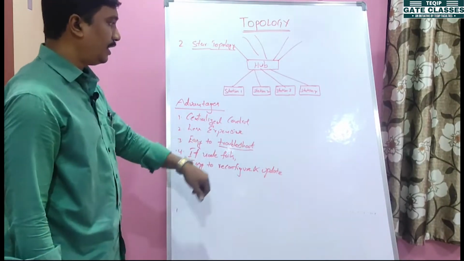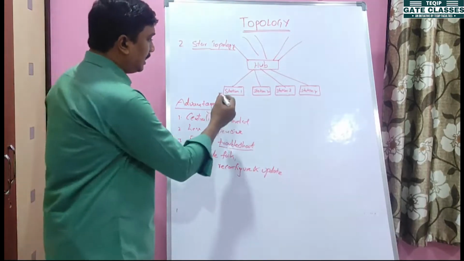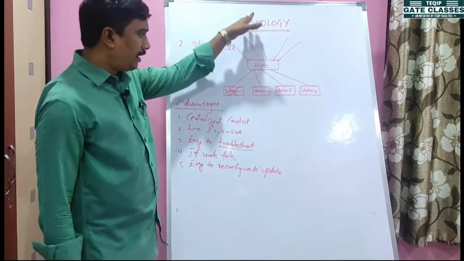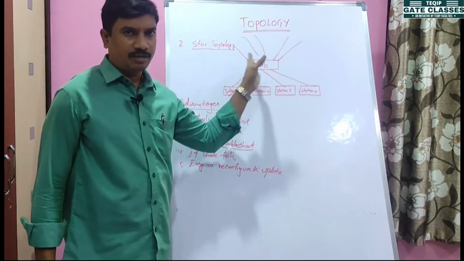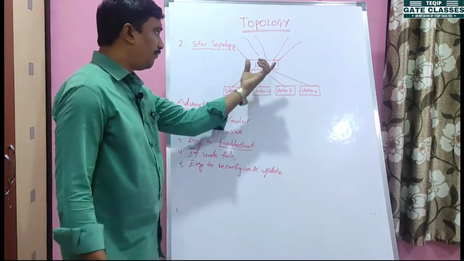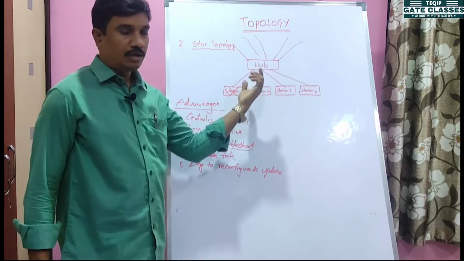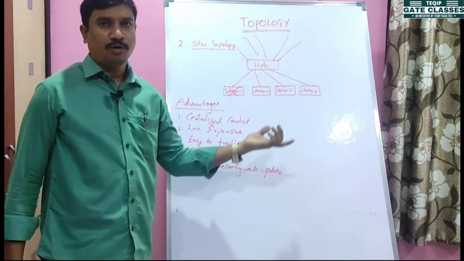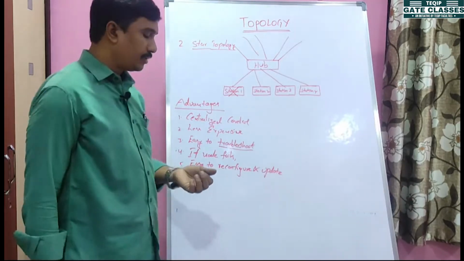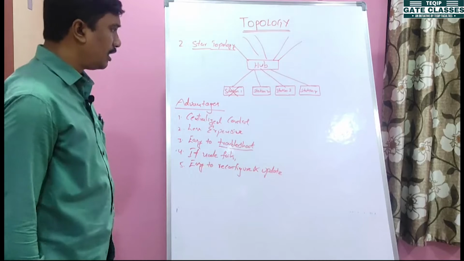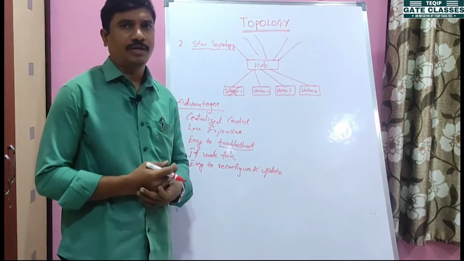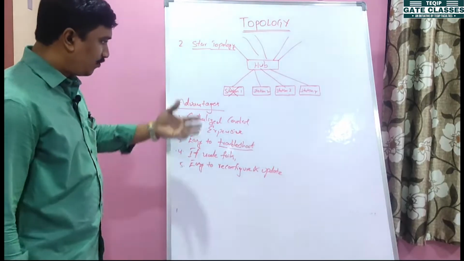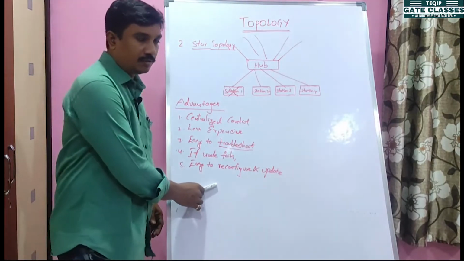Next is if a node fails. Suppose one node fails, what happens? Nothing happens. The remaining stations will share the data, the packets, easily with the help of the hub. If a node fails, it is not a problem. The remaining network will go smoothly. And it is easy to reconfigure and update. If you want to reconfigure the network, it is very easy. So these are the advantages of the topology.